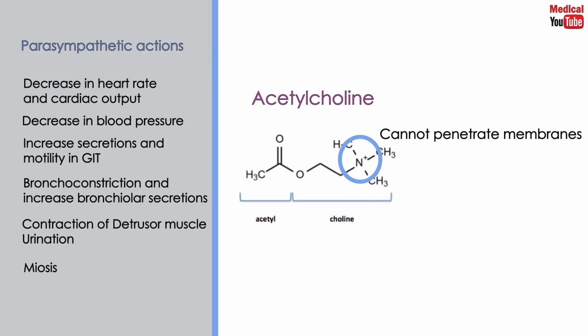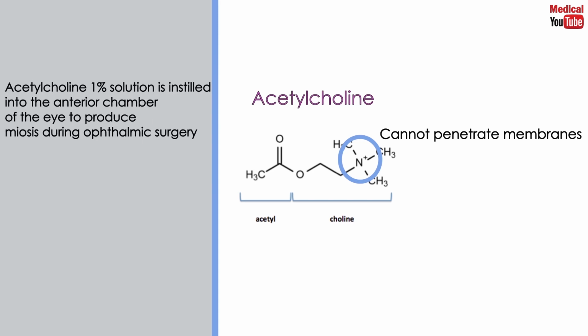In the eye, acetylcholine is involved in stimulation of ciliary muscle contraction for near vision, and in the constriction of the circular muscle, causing miosis. Acetylcholine 1% solution is instilled into the anterior chamber of the eye to produce miosis during ophthalmic surgery.